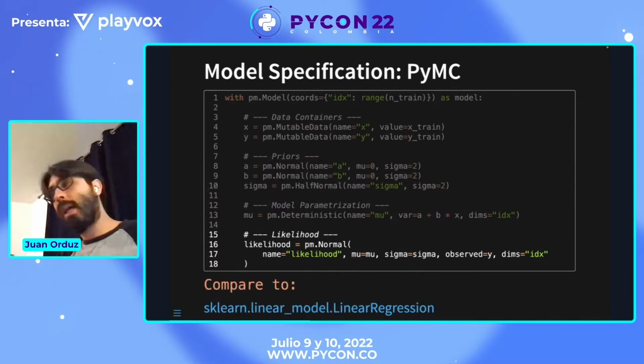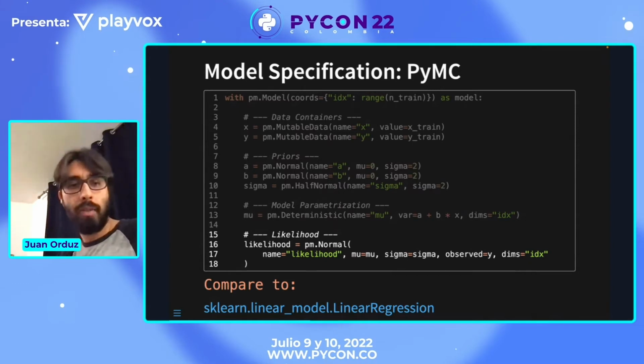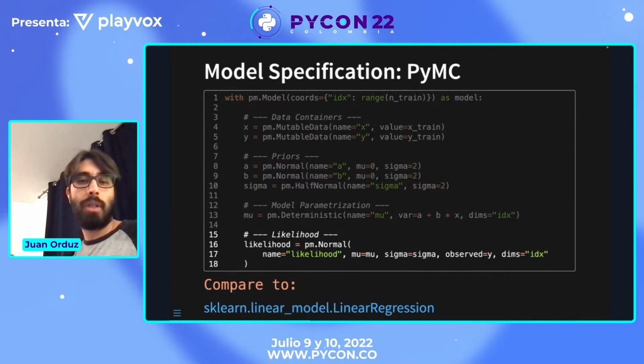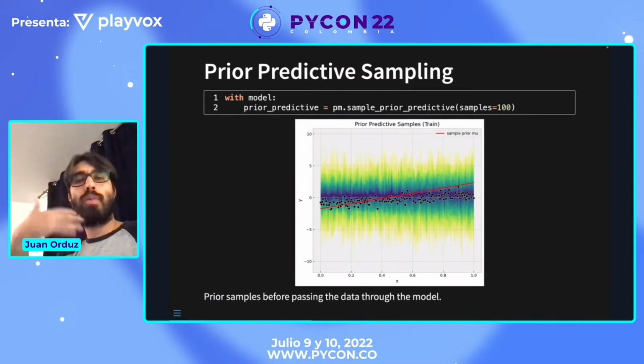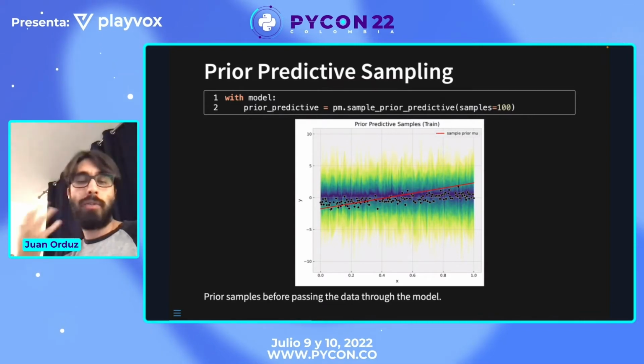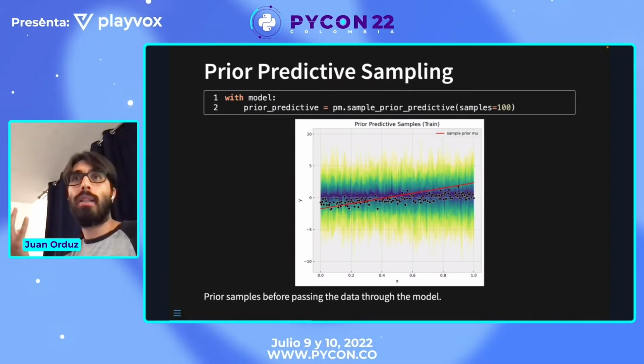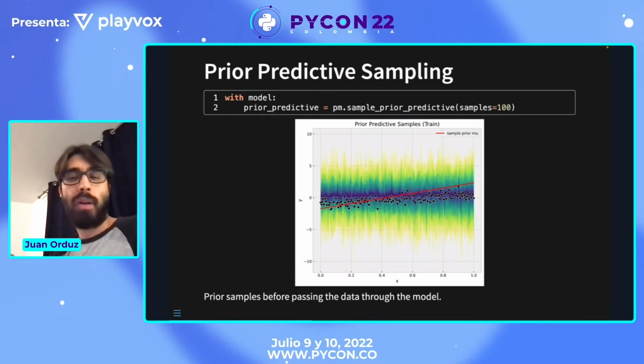And I know some people might be familiar with scikit-learn, so I'm going to link that to the scikit-learn model. So this should, in principle, give you the same fit as the linear regression object in scikit-learn. So when you do this prior simulation step, you are not fitting the data. You are just seeing what the model actually thinks is possible when you give it this parameterization.